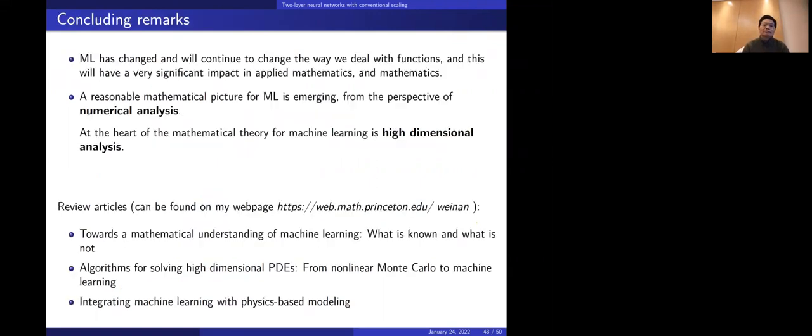And then, to summarize, what I presented was very much a numerical analysis viewpoint of machine learning: approximation theory, solving algorithms, discretization, convergence of optimization algorithms. And I think this is an important avenue that we need to keep thinking about. Thank you very much. I think I'm running out of time.